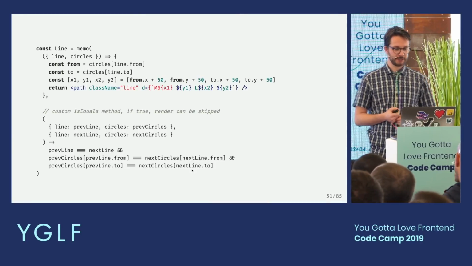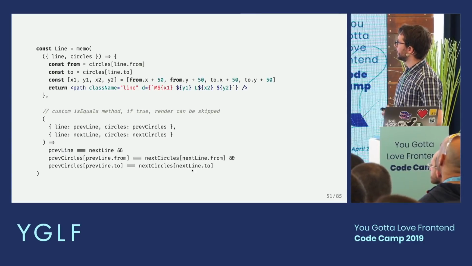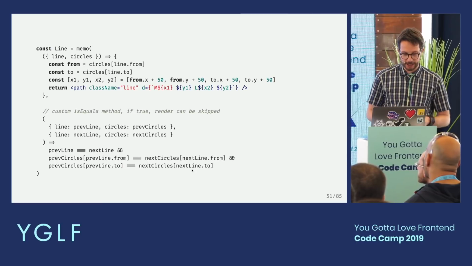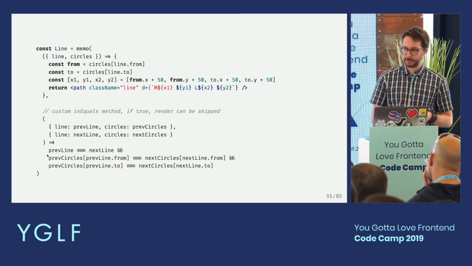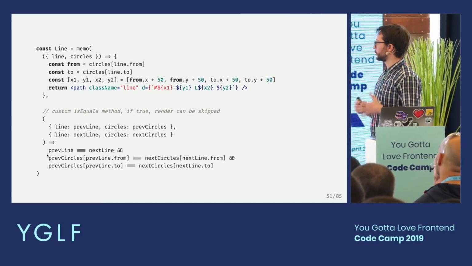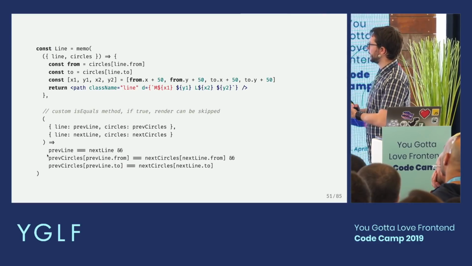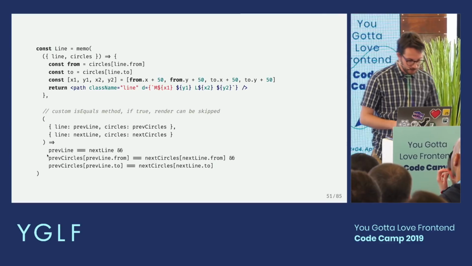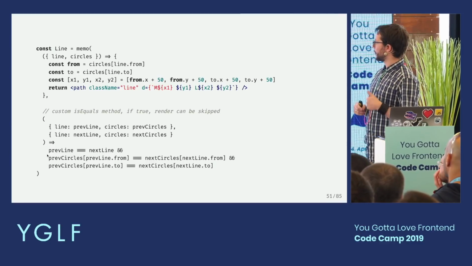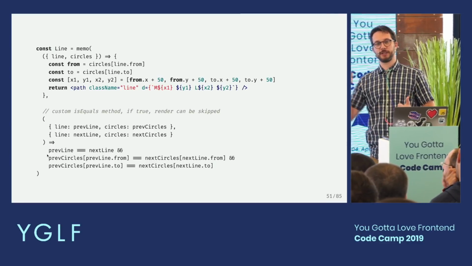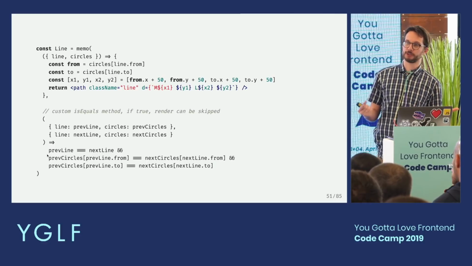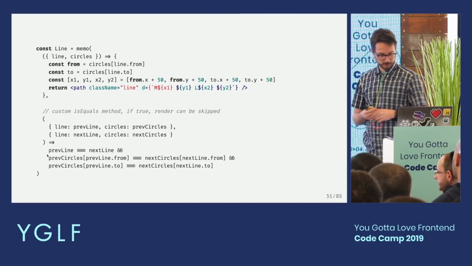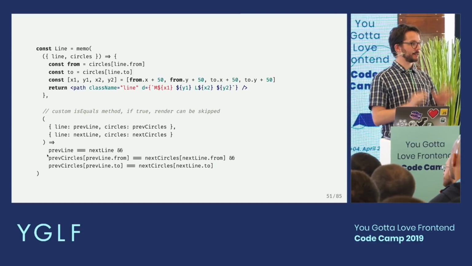Can we fix that? Yes, of course we can fix this. We can make memo a little bit smarter, and do a little bit more intelligent thing. Let's specify exactly when you need to redraw. We can say, if the previous line object is the same as the next line object and the circles they are pointing to are also still the same, then we can bail out. Now this works and this does solve the problem.